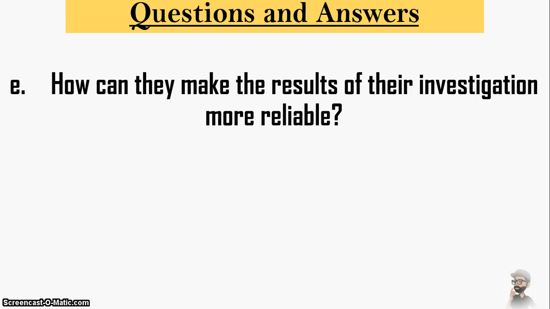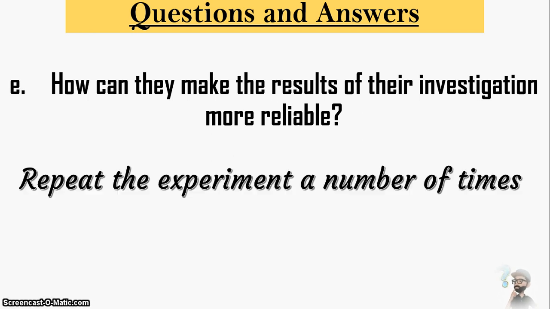How can they make the results of their investigation more reliable? If the results of an investigation are reliable, that means the results are dependable, the results are trustworthy. And to have reliable results, it's very simple. All you need to do is repeat that experiment a number of times. So what they need to do is repeat the experiment a number of times.